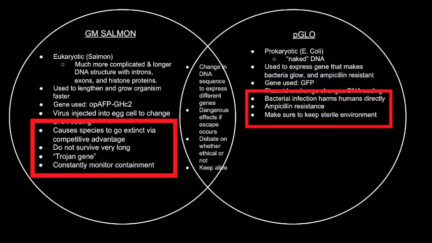So here we go. Basically, when the GM salmon escapes, it causes species to go extinct, not only via competitive advantage, but also because there's something called a Trojan gene that spreads throughout the population, as it interbreeds with the native populations and spreads this gene, which we'll go into later. And for the pGLO, when it escapes, it's really dangerous because not only does it actually harm humans directly with bacterial infections and give you all sorts of nasty stuff, it's ampicillin resistant now too, which means it's antibiotic resistant, and it's very difficult to cure if you get an infection.